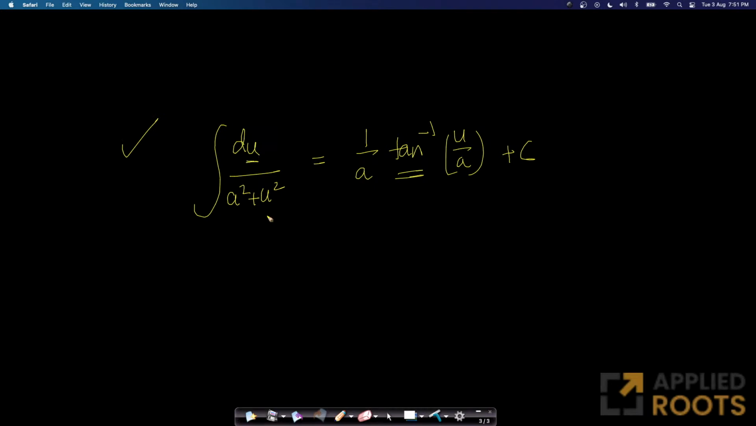Again, remember, this is du, there is u square and a square. So of course, the next step that you can quickly think of is going to look like this. So what do we have? We have 1 by x square plus x plus 1 dx. This is what we have.